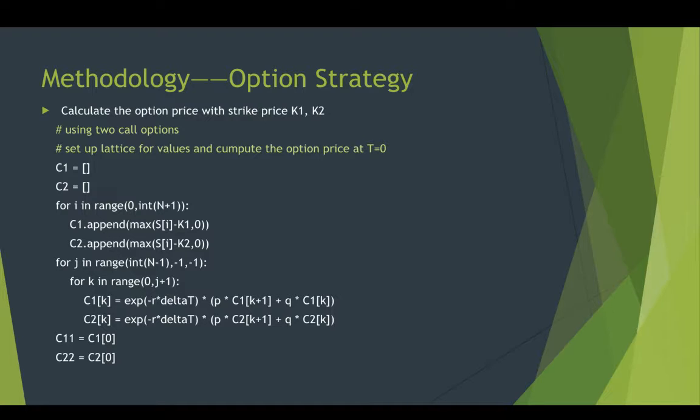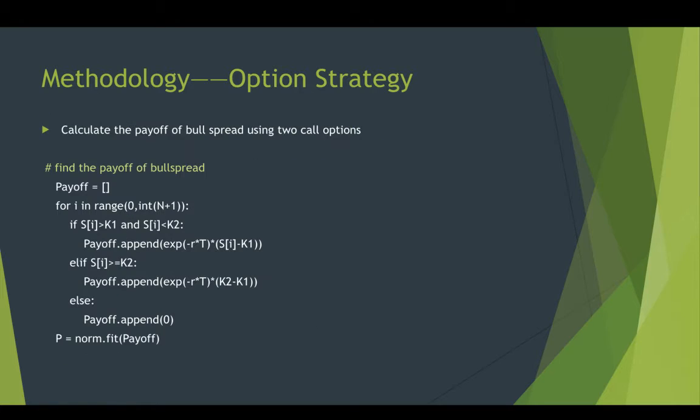And then we compute the option values at maturity under different stock prices, and then calculate backward using conditional expectation to get the present value of the two call options. And for the bull spread, we build it with call options. Here we calculate the payoff of the bull spread and discount it to today, then use the normal distribution to simulate the average value.